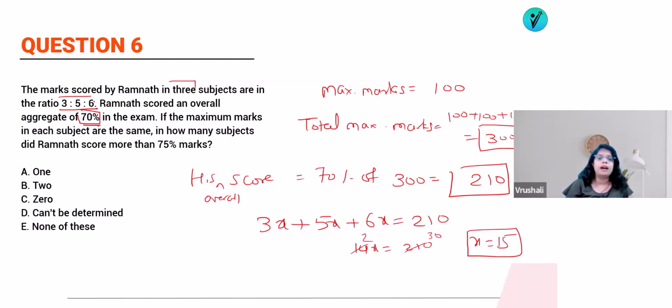So what will be his marks? His marks in 3 subjects will be 3x, 5x, 6x. That means 15 into 3, 45. 15 5s are 75. 15 6s are 90.